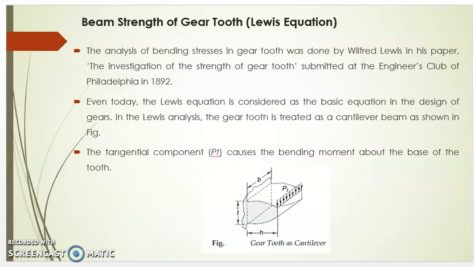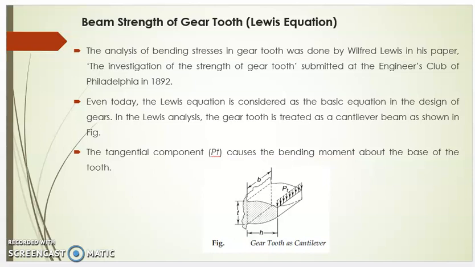The analysis of bending stresses in gear tooth was done by Wilfred Lewis in his paper The Investigation of the Strength of Gear Tooth, submitted at the Engineers Club of Philadelphia in 1892. Even today, the Lewis equation is considered as the basic equation in the design of gears.